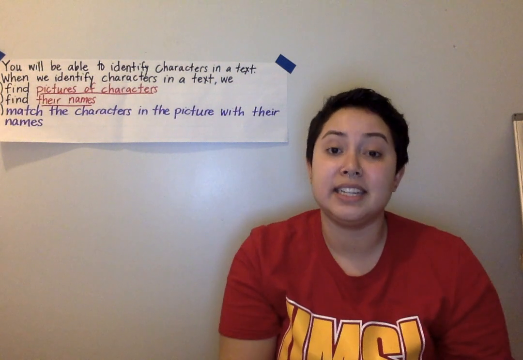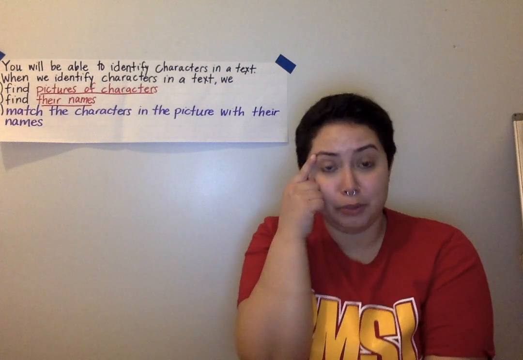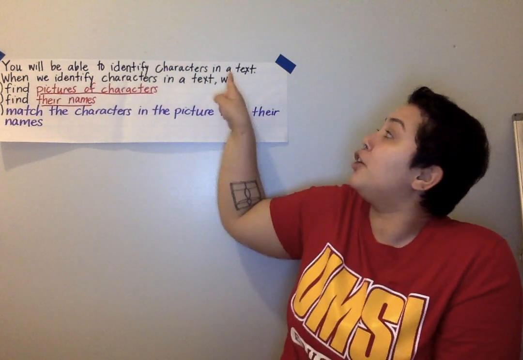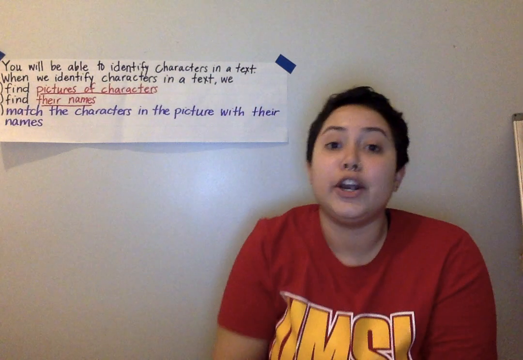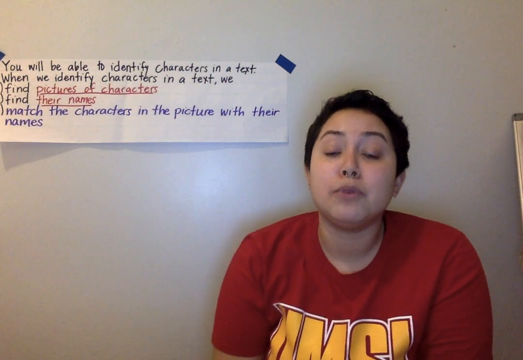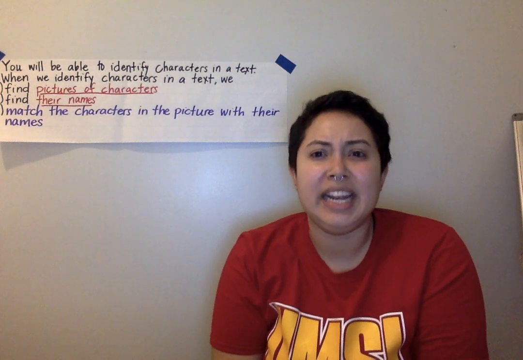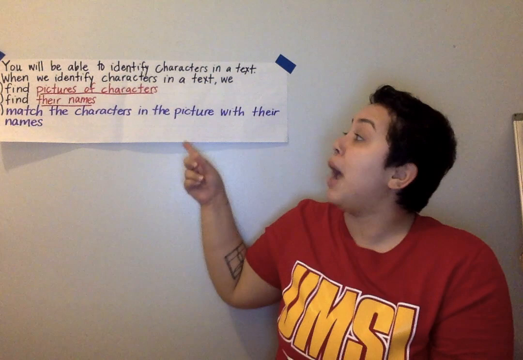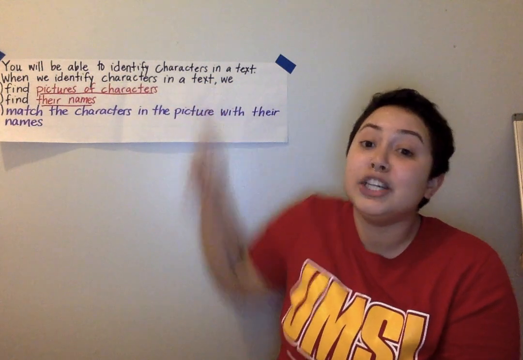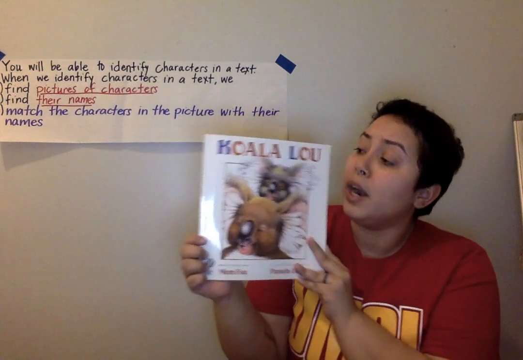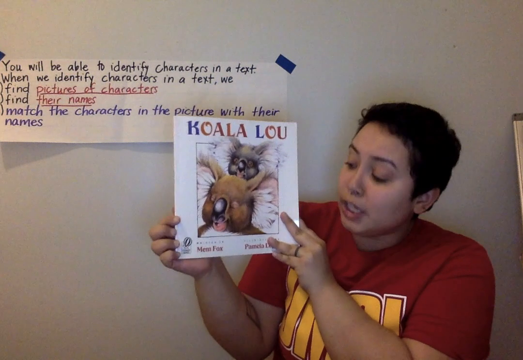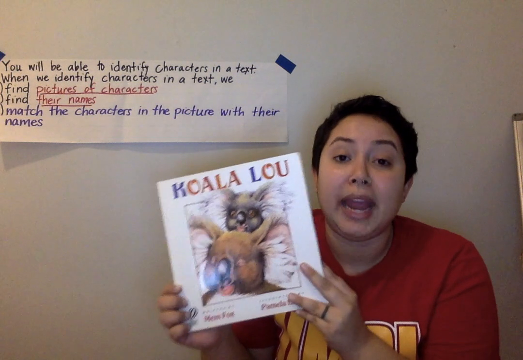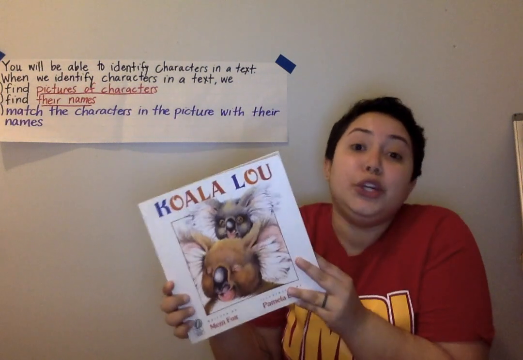Now, for today's Tech Study lesson, you won't need anything but your brain. For today's lesson, you will be able to identify characters in a text. When I say characters, I mean the people or the animals that have talking parts that the story is about. Now, I'm going to show you how we can practice identifying the characters in a text using a story that we've already read before. This text is Koala Lou by Mem Fox. I'm going to read a page and look at the illustrations and show you what we do next.